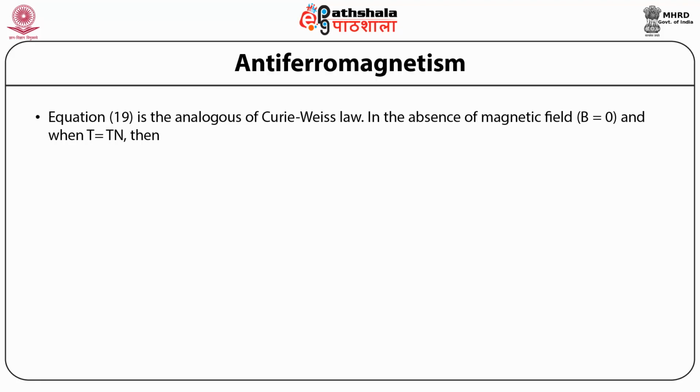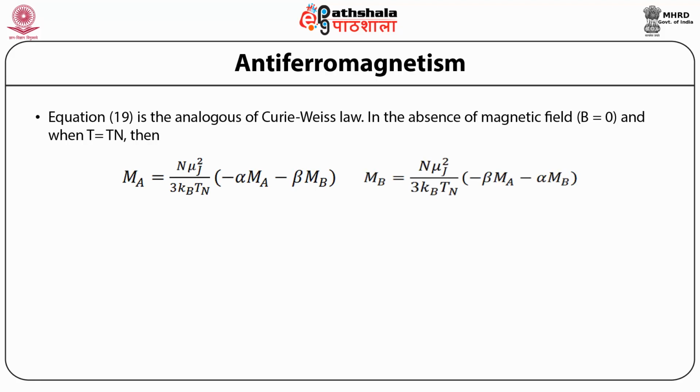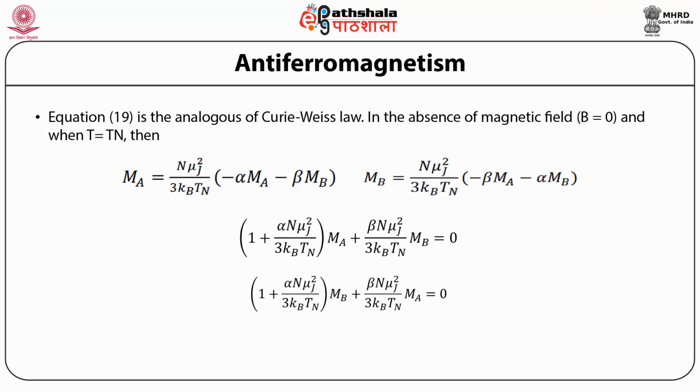In the absence of magnetic field, that is B equal to 0, and when theta is equal to T is equal to T_N, so basically T_N is the Néel temperature, then this M_A comes out to be N μ_J² over 3 k_B T_N, which is equal to minus alpha M_A minus beta M_B, and M_B is equal to N μ_J² over 3 k_B T_N into minus beta M_A minus alpha M_B.